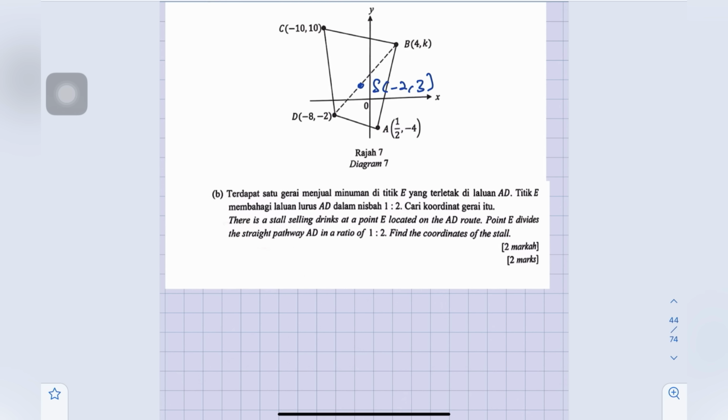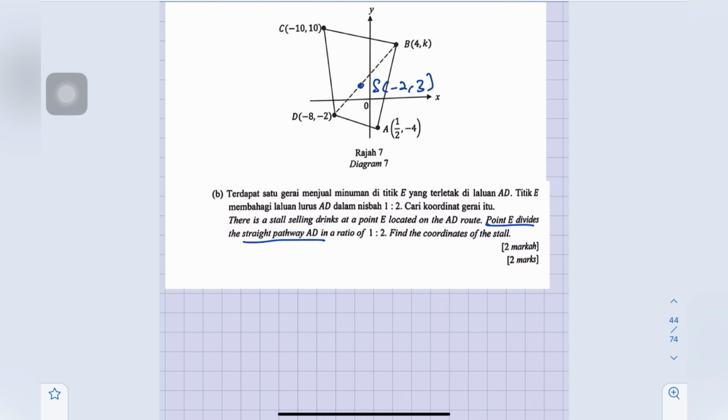B, there is a store selling drinks at the point E located on the AB route. Point E divides the straight line pathway AD in a ratio of 1:2. Find the coordinates of the stall. Okay, so the statement: point E divides straight AD.